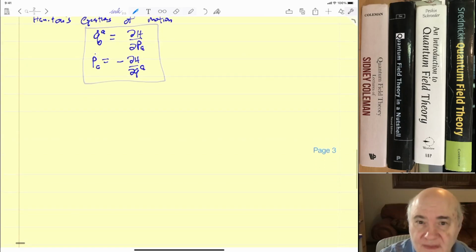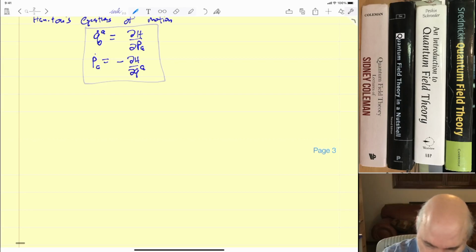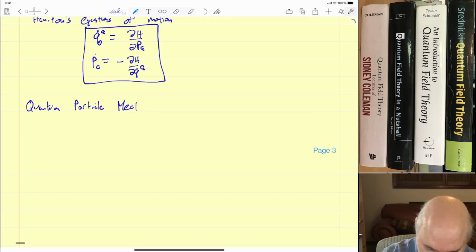So that's it for classical particle mechanics. I'm not going to do any examples. You've probably done them ad nauseum in your undergraduate courses. Let's go to quantum mechanics, and I'm calling it quantum particle mechanics just to emphasize that we're doing normal quantum mechanics of one or a finite number of particles.